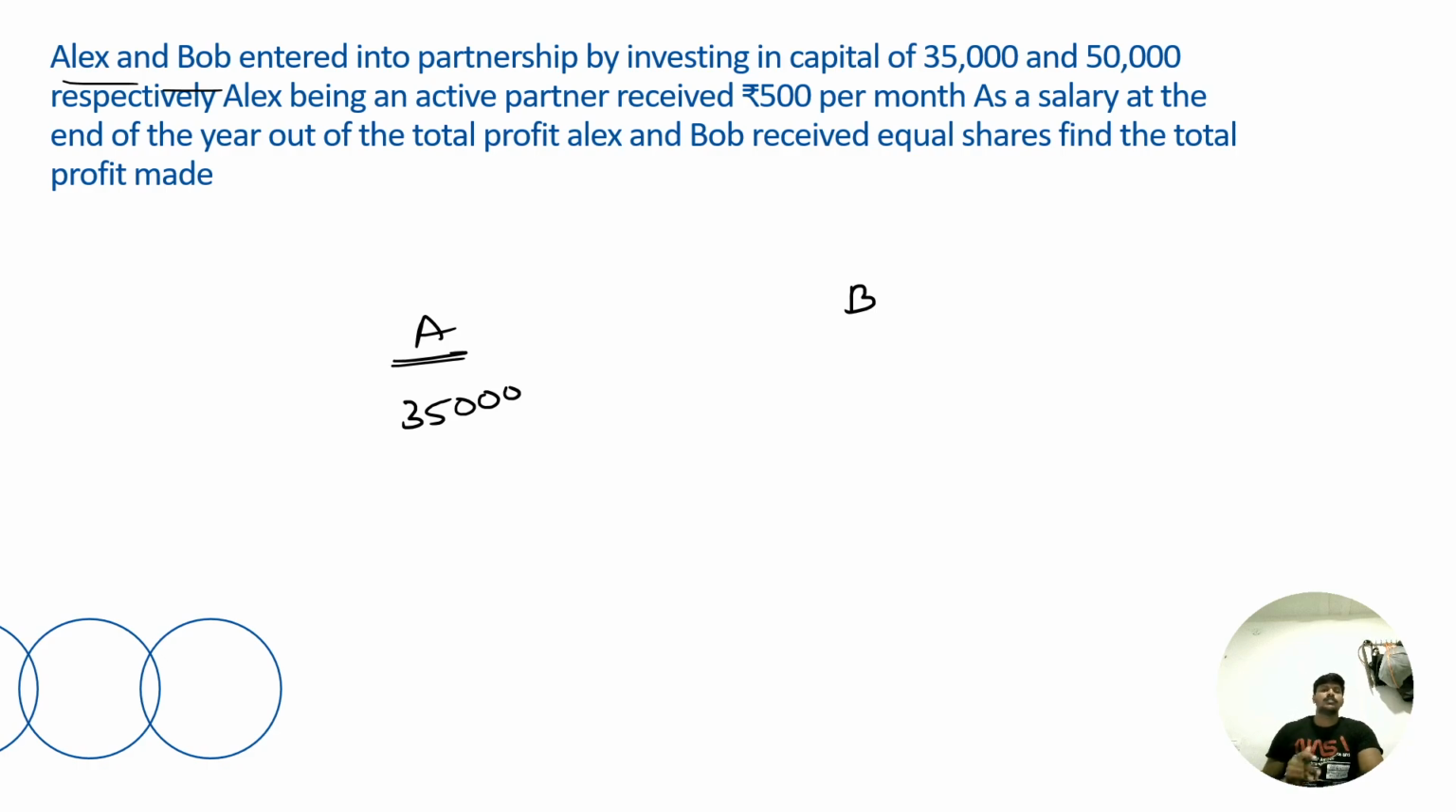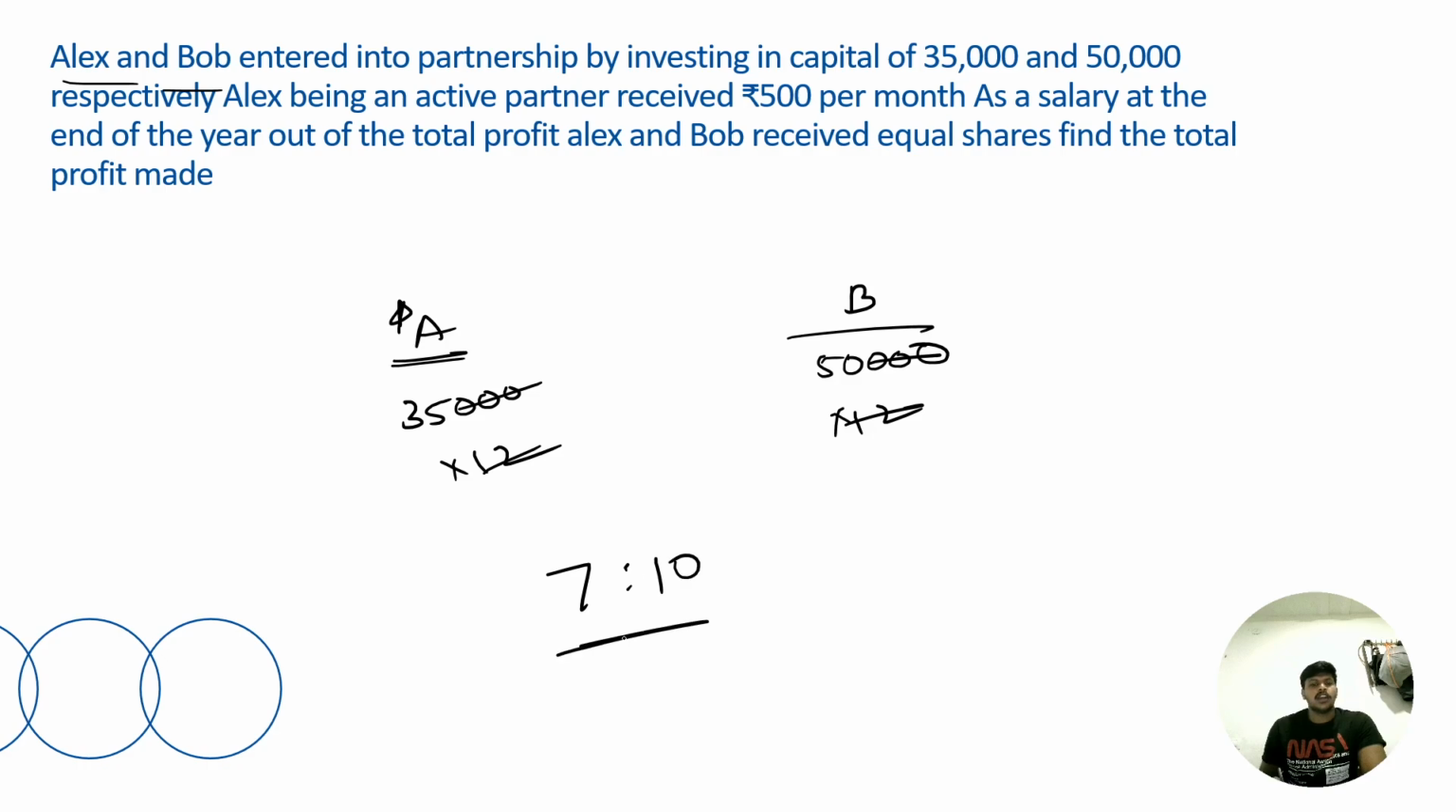Okay. Now the problem comes. Here we're having active partner. Keep it aside. So A is the active partner. I'm just gonna mark it. And B is the sleeping partner. And there is no change in the investment. That's why I'm going to write 50,000. This is also for 12 months and this is also for 12 months. No change. 7 fives and 10 fives. Now, if nothing else is there, the ratio has to be 7 is to 10. So B has to get more profit.